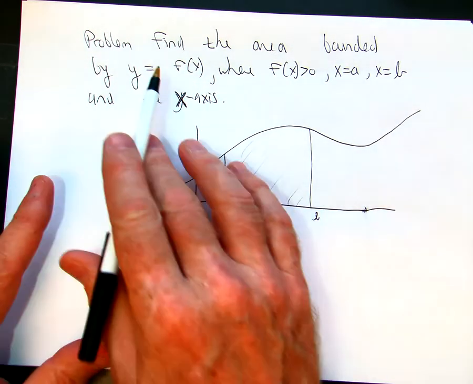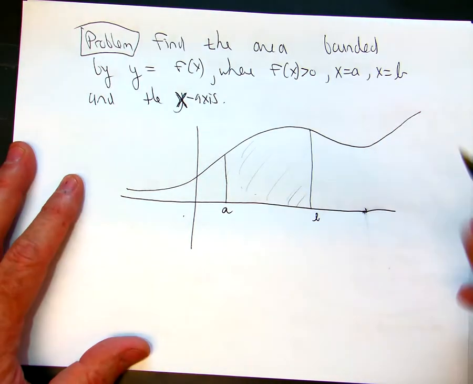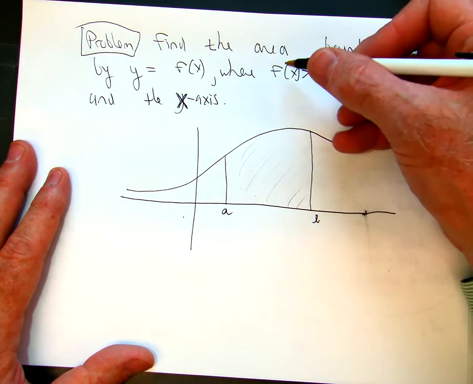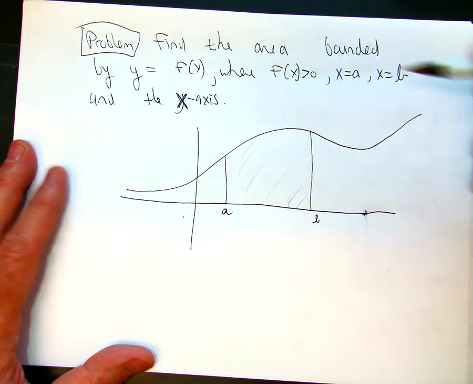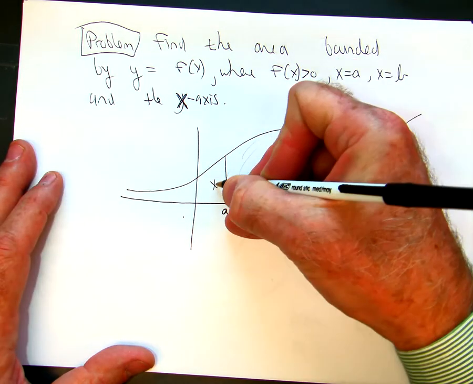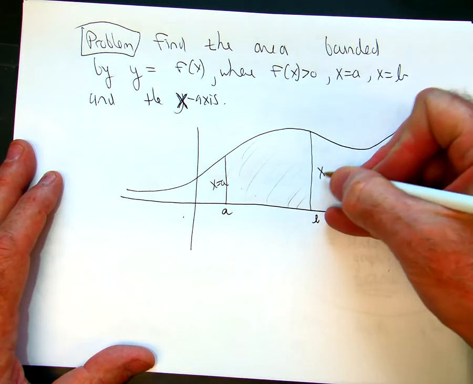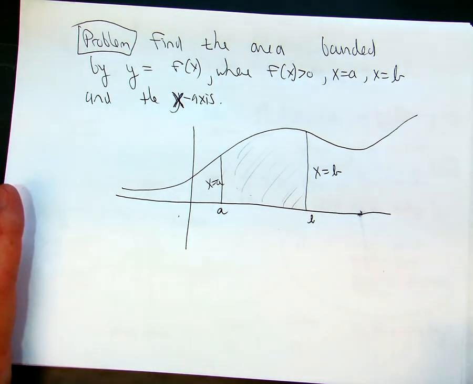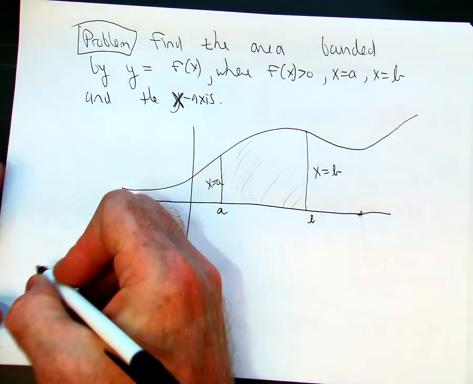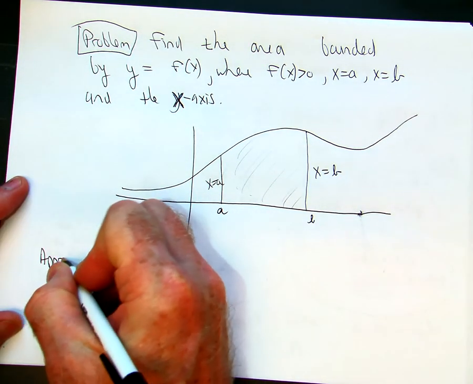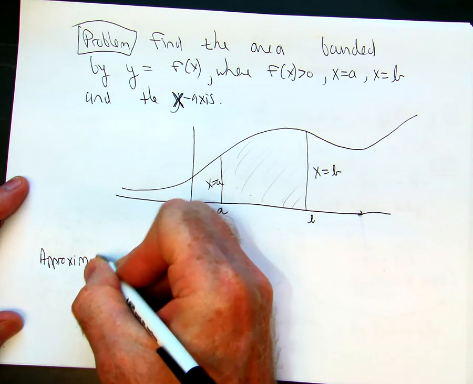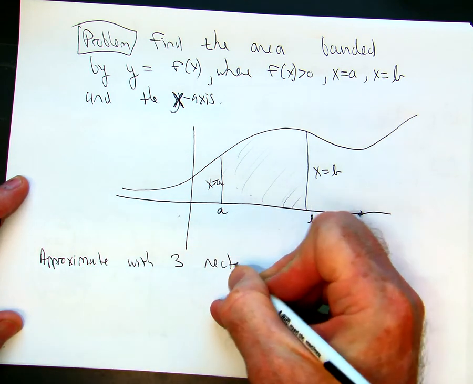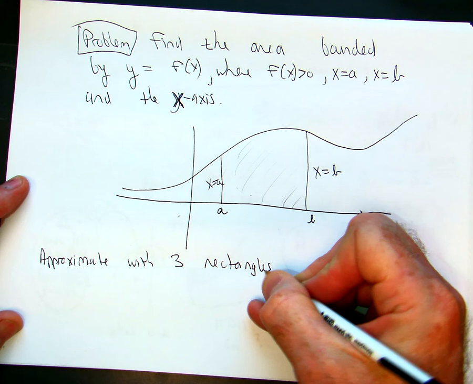So what I'm going to do is ask you a question, and I'll answer it, of course. The problem is: find the area bounded by the graph where f of x is greater than 0. In general, I'll expand that later. x equal a, which is this line right here, x equal b, which is this line, and the y-axis, which is, of course, down there. So the way I'm going to do it is I'm going to approximate it with 3 rectangles. And then we'll add the area.